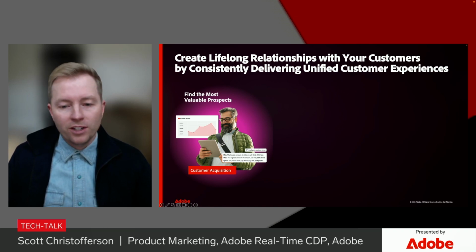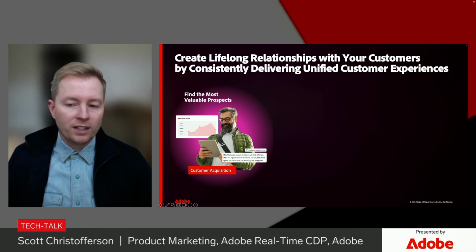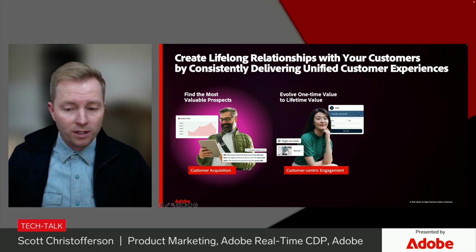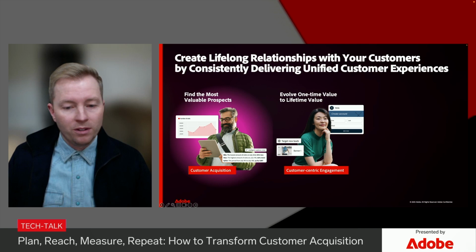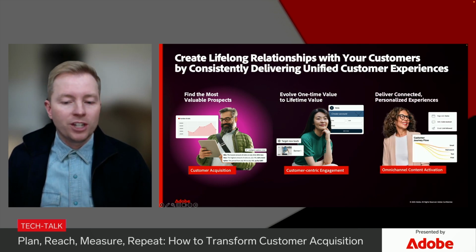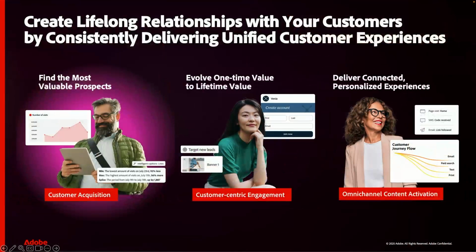So the three strategies of delivering a unified customer experience as we define it are first, customer acquisition, which is designed to find the most valuable prospects, then customer-centric engagement, which is intended to evolve one-time value to lifetime value, and then finally an omni-channel content activation. And this is to deliver connected, personalized experiences every time.